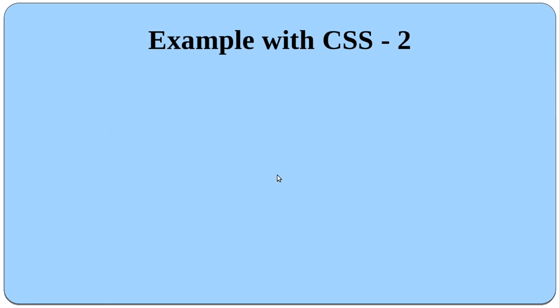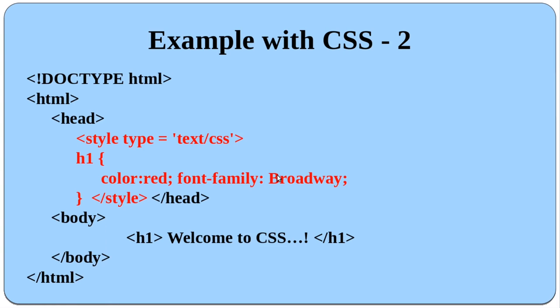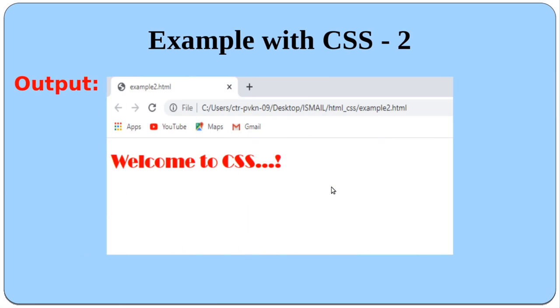Observe this second example. Here one more property is added to this particular style. Color red, font family is Broadway. Now execute this code to observe the output. Welcome to CSS in red color, and the font family type is changed to Broadway type.